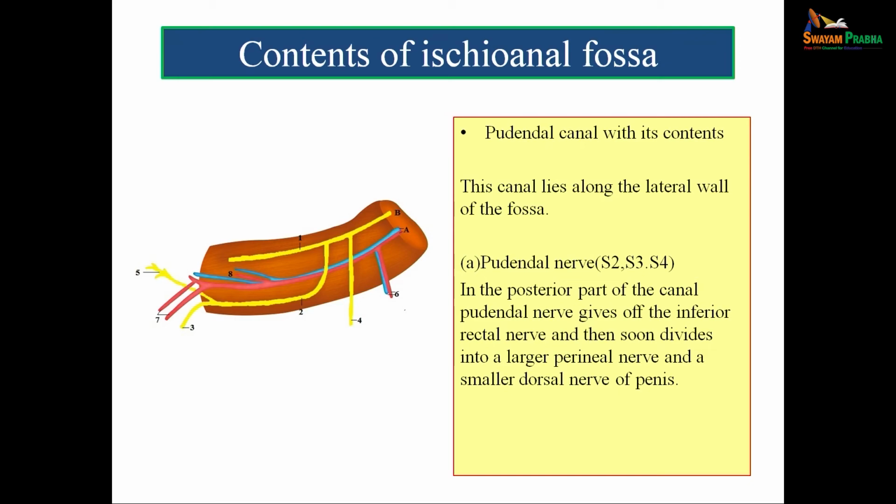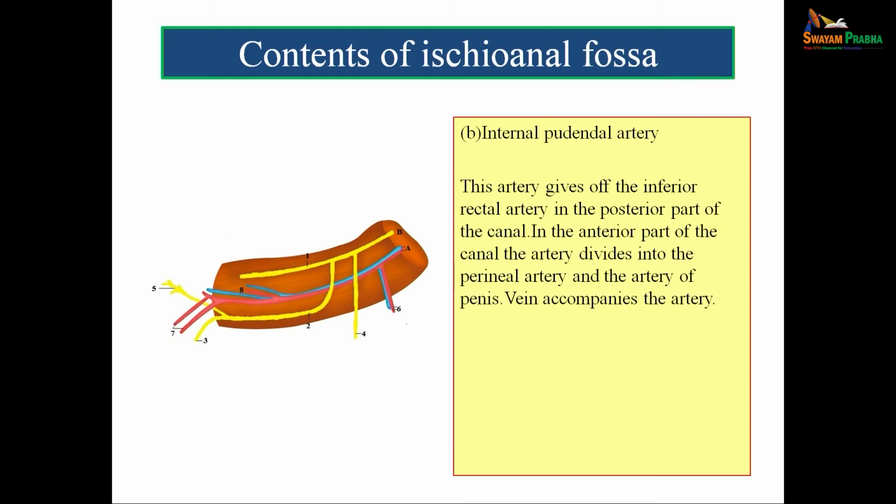So then we see further as this B goes out, it gives 4, then a part which goes down, that is 2 in the figure. So the part which is going down is the perineal nerve, while the part which is lying up is the dorsal nerve of the penis. So this pudendal nerve is traversing through the pudendal canal. Then we have the internal pudendal artery. This also gives the inferior rectal artery in the posterior part of the canal, marked by 6. In the anterior part of the canal, the artery divides into perineal artery and an artery of penis. Vein accompanies the artery. So the veins are accompanying the arteries.